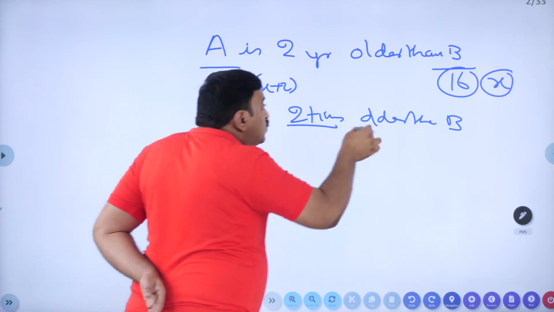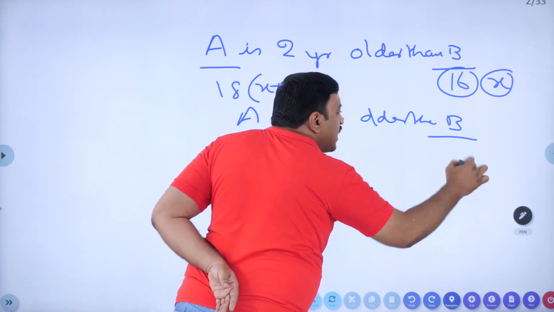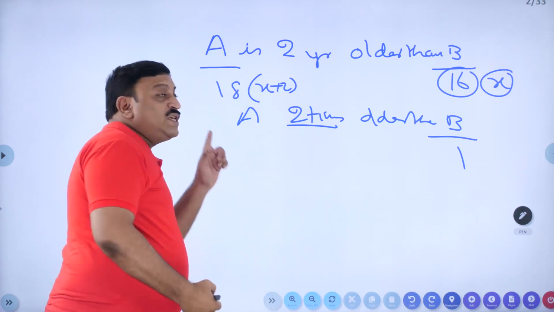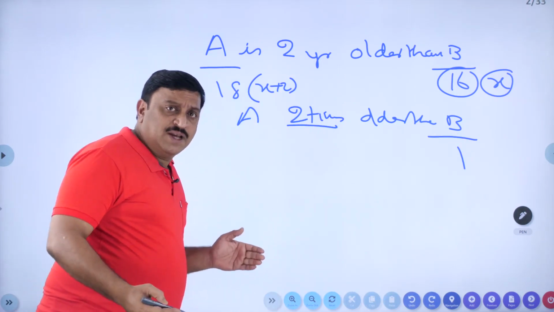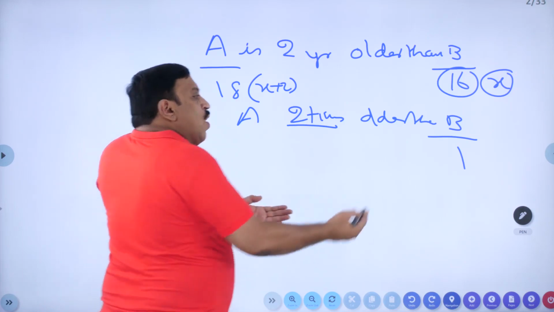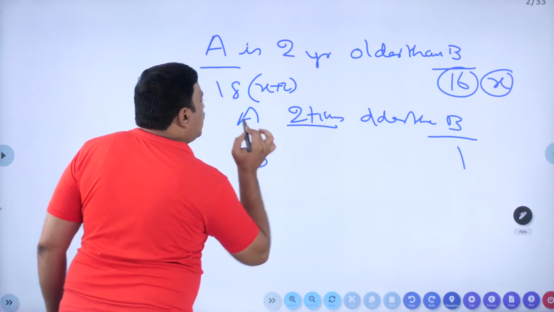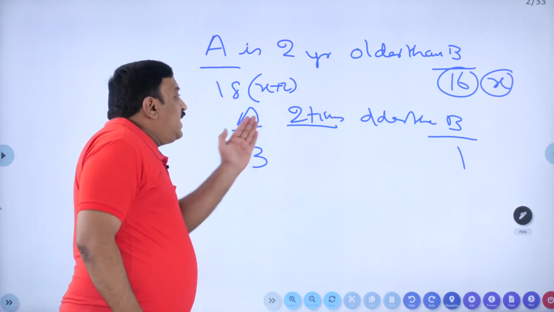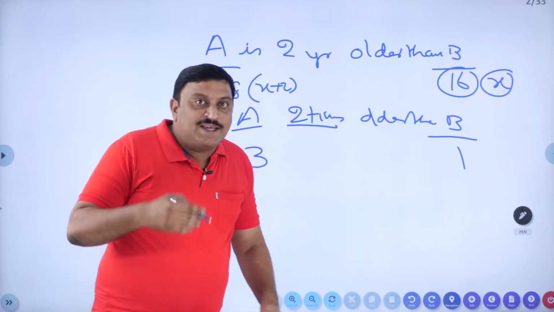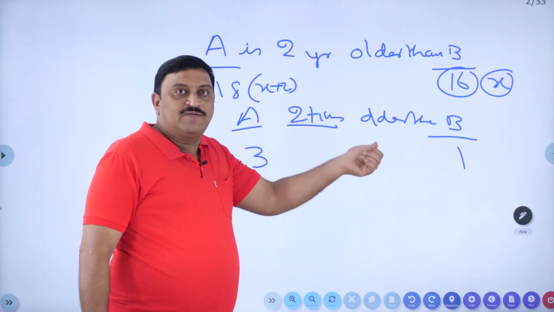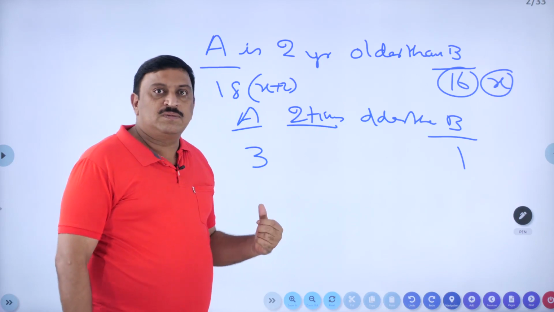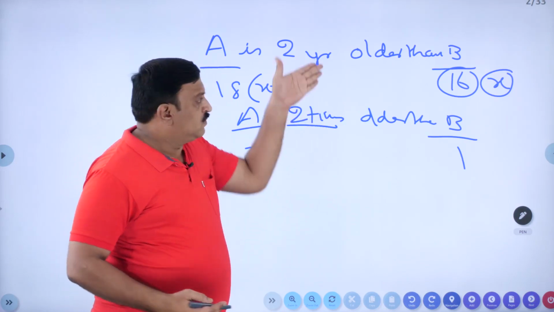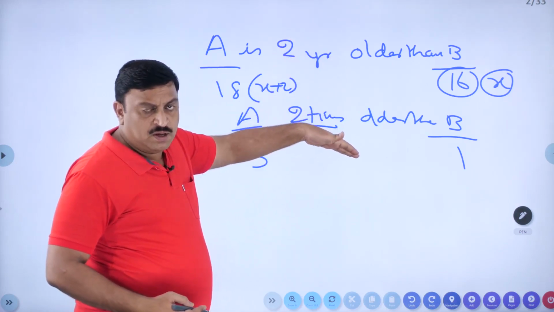A is 2 times older than B, if B is 1 time, then how much is A? Is it 2? No. It is 1 plus 2, that is 3 times. That is, A 2 times older than B means he is 3 times. Why? 1 plus 2. Same logic.